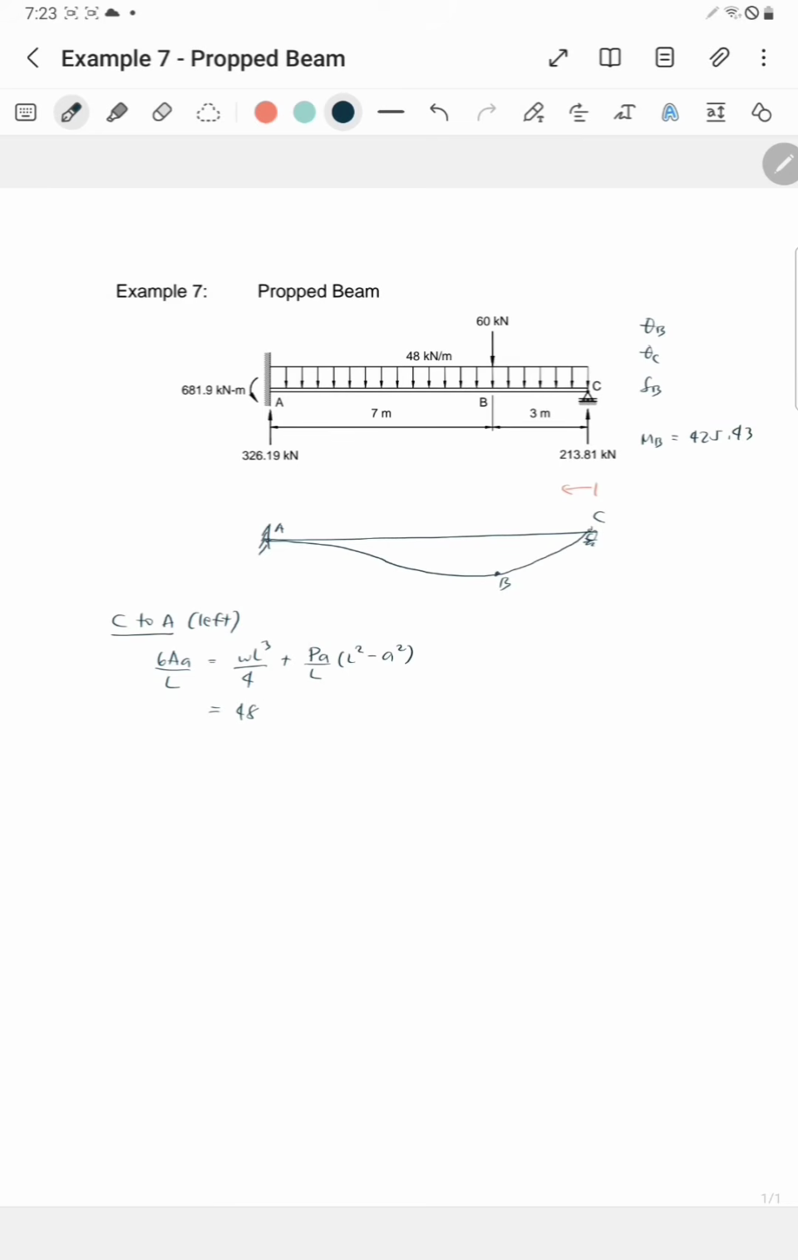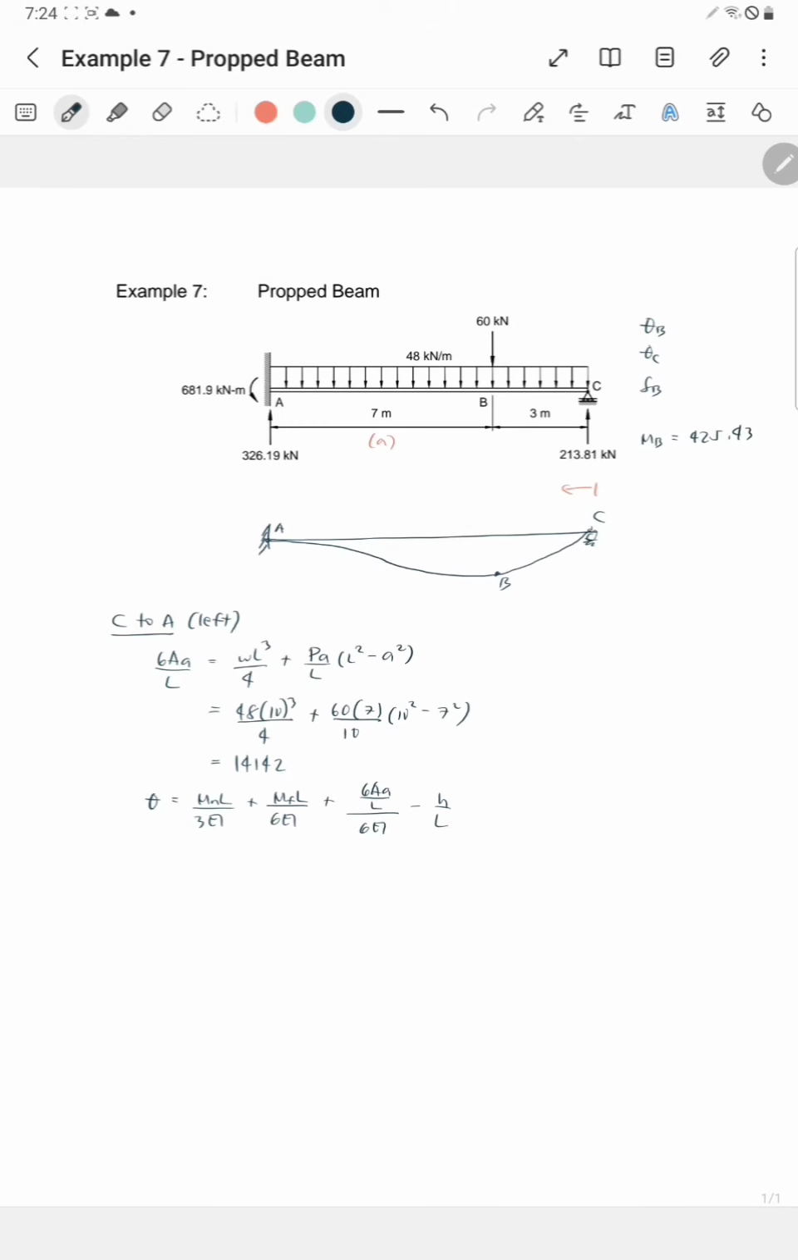W is 48. The length is the distance from C to A, 10 cube over 4, then plus the load peak, the concentrated load is 60. The distance A is 7 over L, 10, then L square minus A square. So 6AA over L is 14,142. Then we apply the formula for theta left.